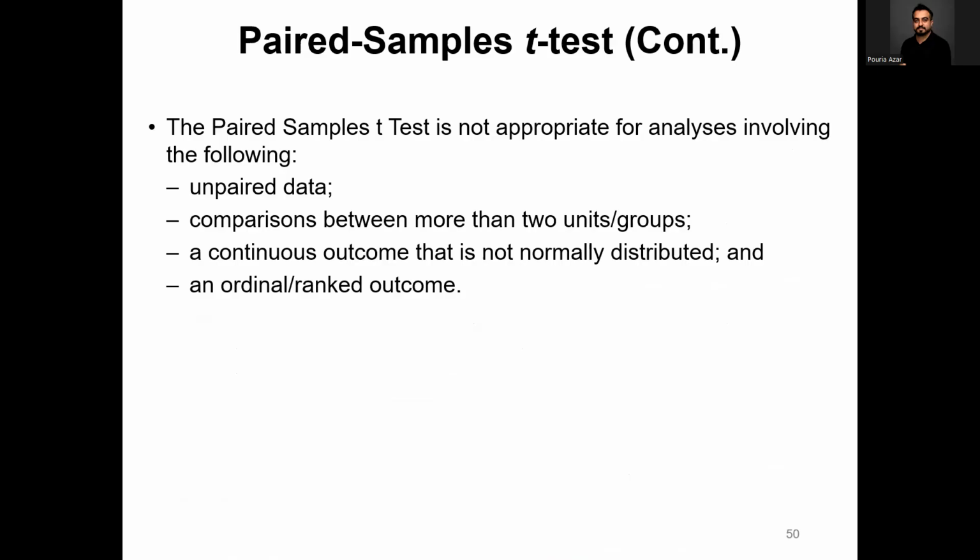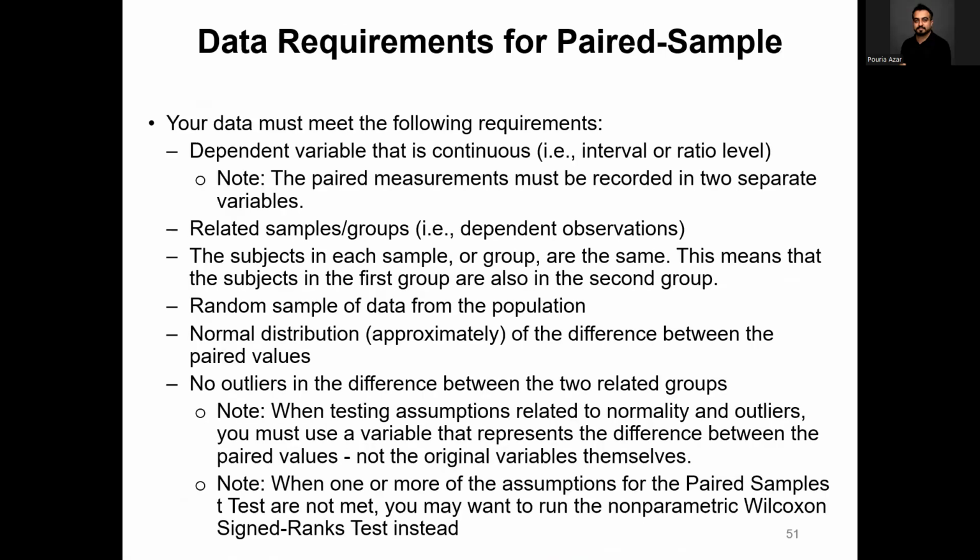We shouldn't use the paired sample t-test if we have unpaired data, comparisons between more than two units or groups, a continuous outcome, which is our dependent variable, that is not normally distributed, or if we have an ordinal or ranked dependent variable. But there are non-parametric versions of the paired sample t-test.